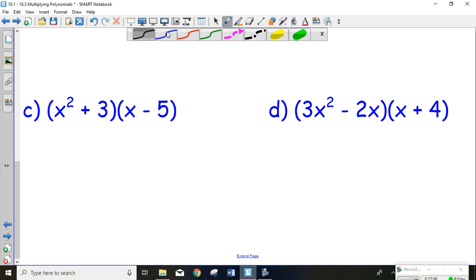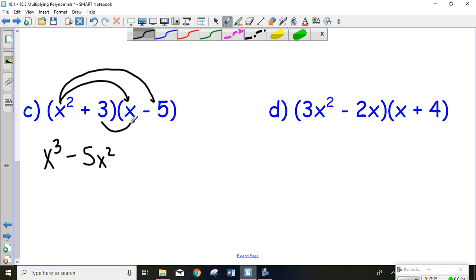Hopefully you did that. So if we look here again, it depends, and I don't care if you use the FOIL or if you use the distribute. I find a lot of students like the distribute because it's something we know. So x squared times x is going to give me x to the third. X times negative 5 is negative 5x squared. 3 times x is 3x. And 3 times negative 5 is negative 15. And there's my answer. Because there's nothing to combine. I have a cubed, a squared, a 1, and nothing. So there's my answer in this case.